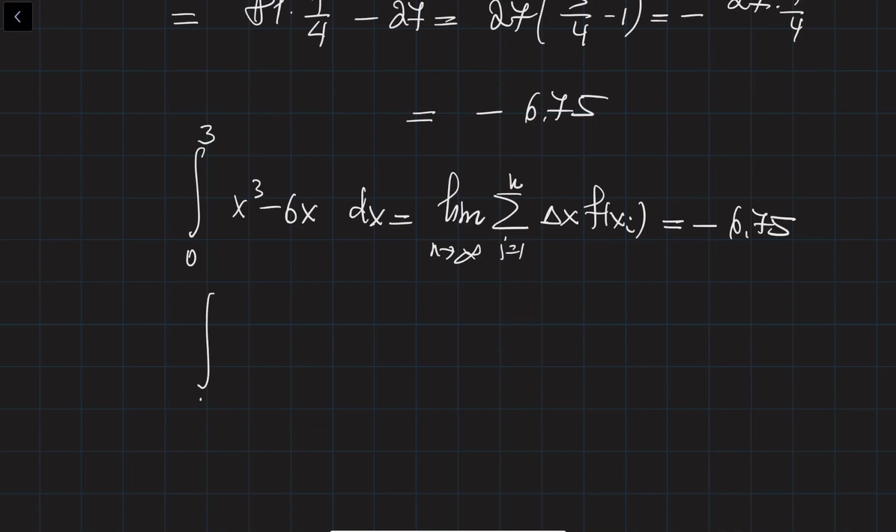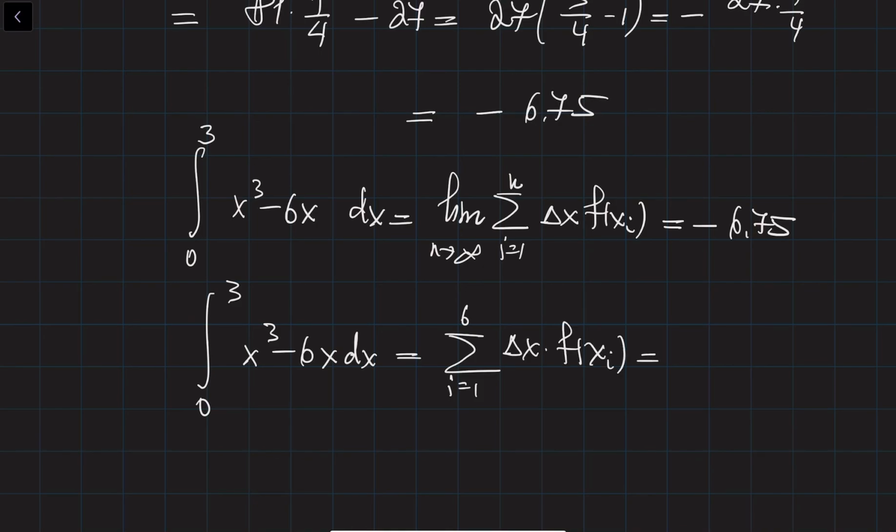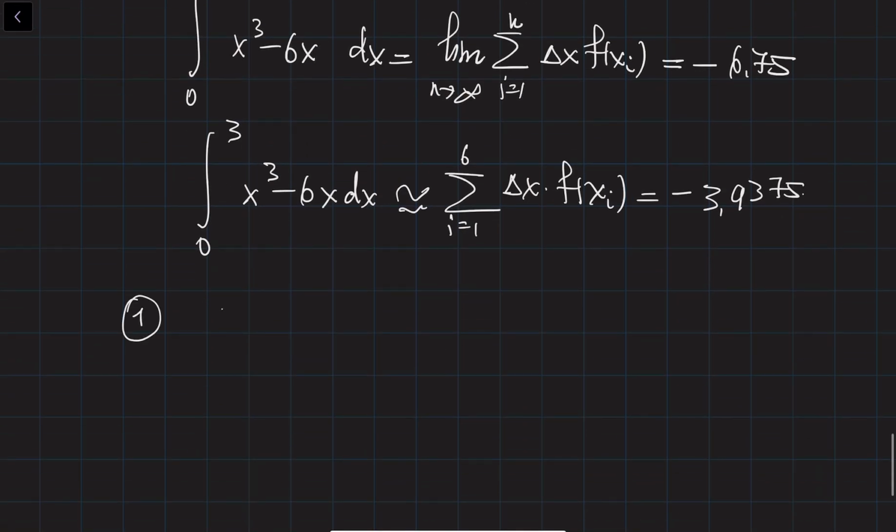And at the same time, we evaluated this integration approximately by taking only 6 terms. The sum with i from 1 to 6 of delta x times f of xi, and in that case it was approximately equal to minus 3.9375. So the first conclusion here is that integration can be negative, right?